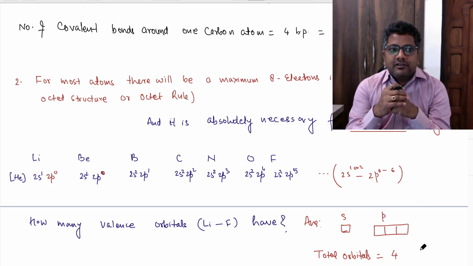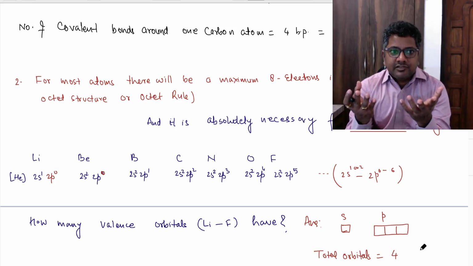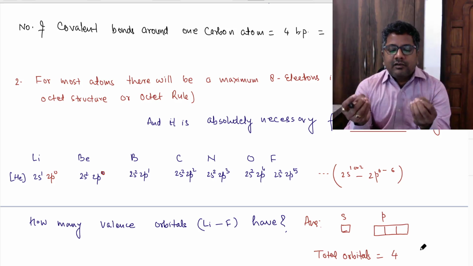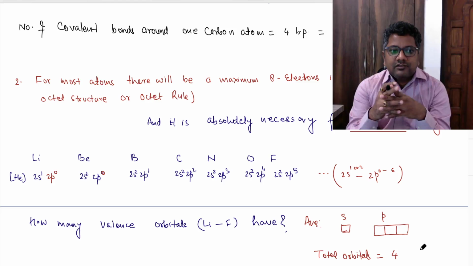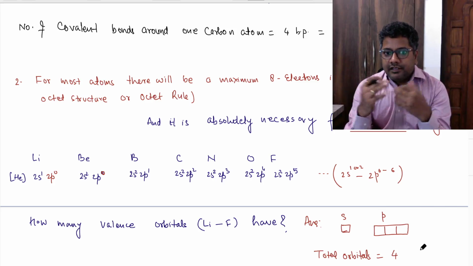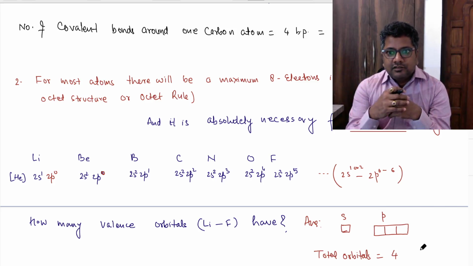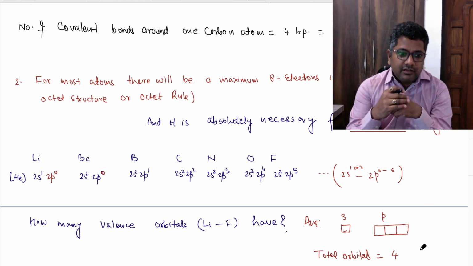So from lithium to fluorine they have only 4 available orbitals, maximum 4 orbitals. So how many electrons can they accommodate? 8 electrons maximum, because one orbital cannot have more than 2 electrons. So the maximum number of electrons they can have is equal to what? 8, from lithium to fluorine. Right?